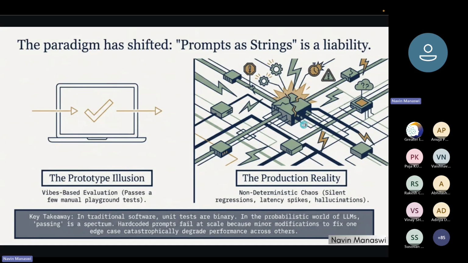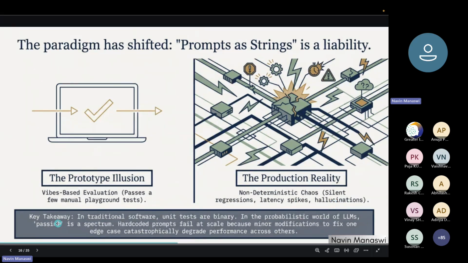One more reason is that LLM is not so deterministic. LLM is probabilistic basically. So you don't know what the LLM is going to do next time for the same scenario. Agentic AI is powered by LLM, and that's why we get a lot of challenges. So this is a real scenario when you try to deploy the AI agent. Non-deterministic chaos, silent regressions, latency. Latency also goes up in a big way. Latency spikes, and there is also a lot of hallucination right now.